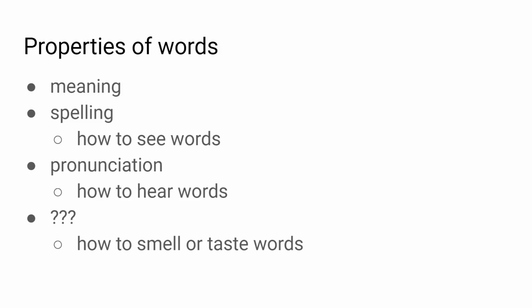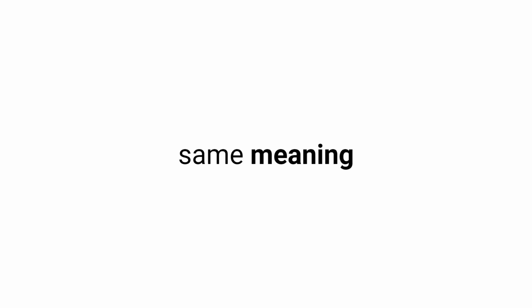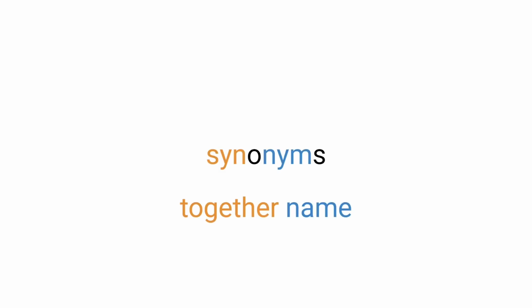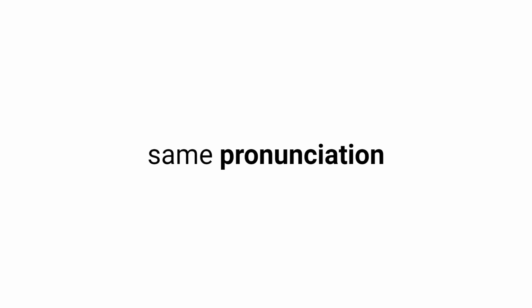Historically, people have been interested in words that have equal properties. If two words have the same meaning, like start and begin, we call them synonyms, literally together name. If two words have the same spelling, like tear a piece of paper and tear what comes out of you when you cry, we call them homographs, literally same writing. And if words have the same pronunciation, like there, and there, we call them homophones, literally same sound.